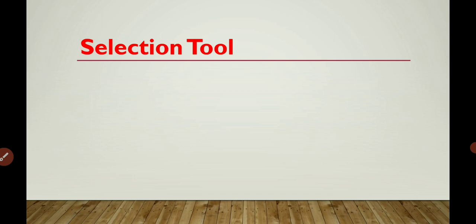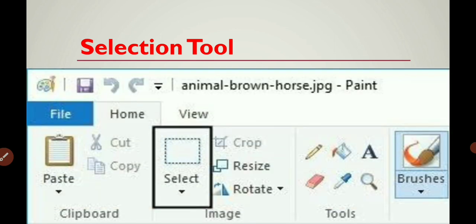It looks like a square shape, which is in the Home tab. You just click on Home, and you can see the square shape, which is the selection tool. The selection tool is used to select and crop a particular portion of what you draw. For that, click on the selection tool. Then your mouse cursor will change into a plus symbol.